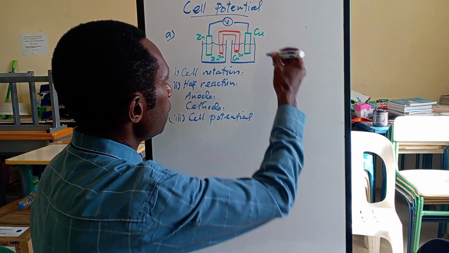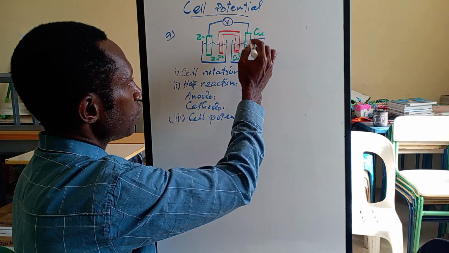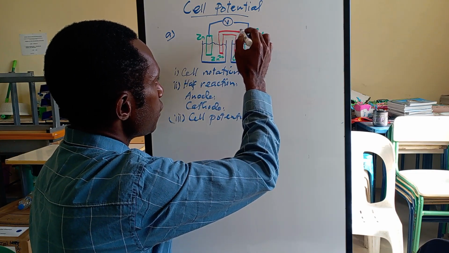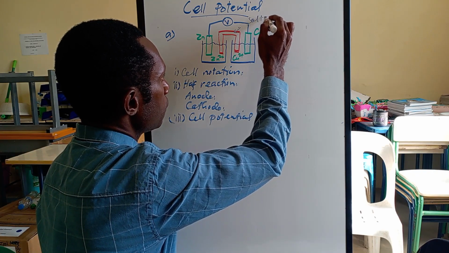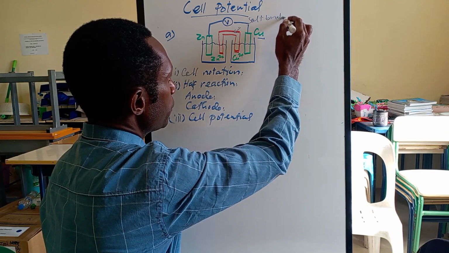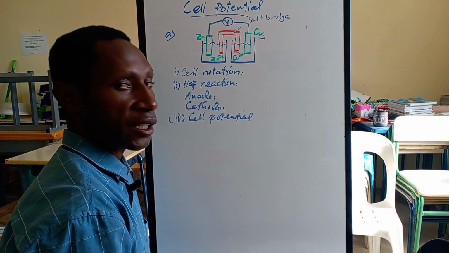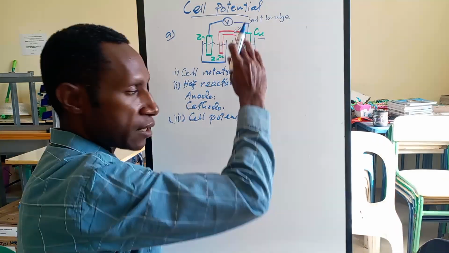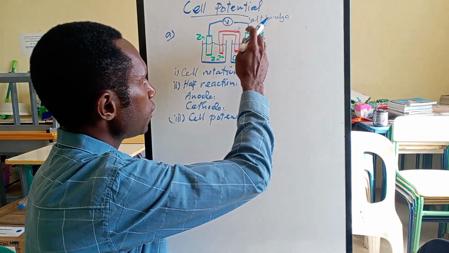So let me explain this. Now you see one electrode is copper, the other one is zinc. First things first, this is the salt bridge. What's the job of the salt bridge? The salt bridge serves as the link between the two half cells. That's where ions flow from one cell to the other, and it completes the circuit. Without the salt bridge, this circuit will not work.